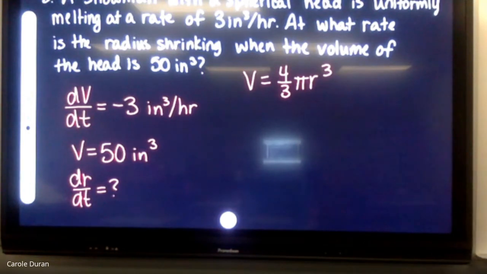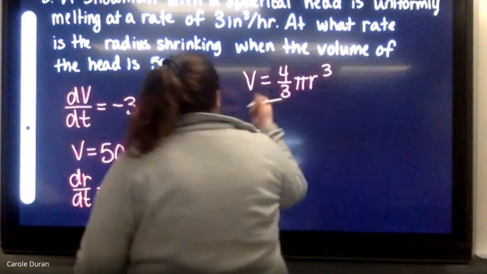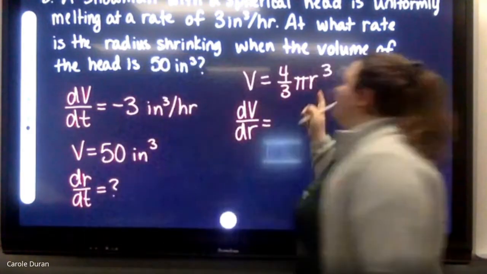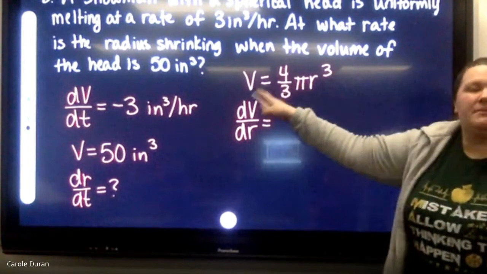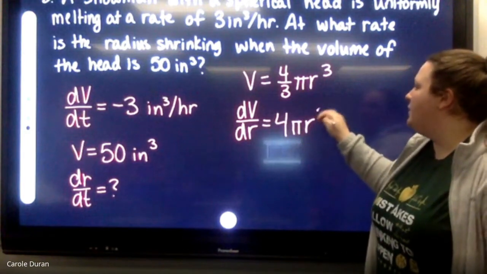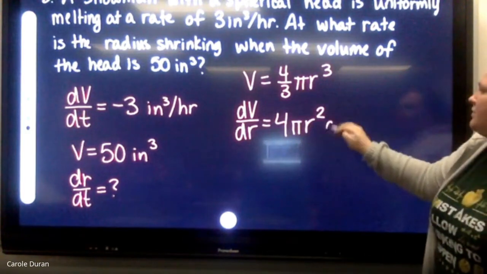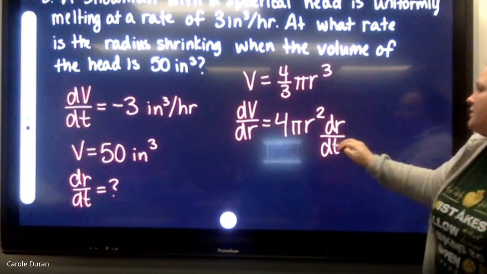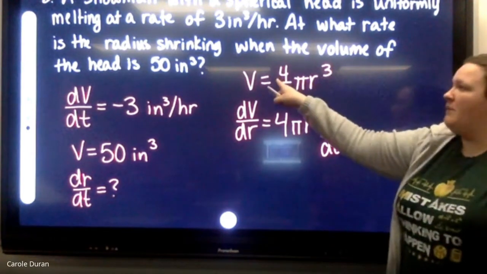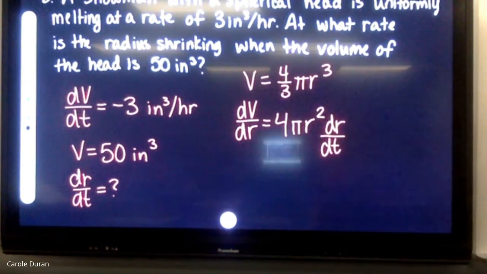I'm going to differentiate it. So when I differentiate the volume, it becomes dV/dr. The 3 on my r drops down and it becomes 3 times 4/3, which is just 4. My exponent decreases by 1. And since I took the derivative of r, I have to indicate that with dr/dt. So this becomes dV/dr is equal to 4 pi r squared dr/dt. Please explain how you got the 4 again. That multiplies out, and the 3 and 3 cancel, leaving the 4.